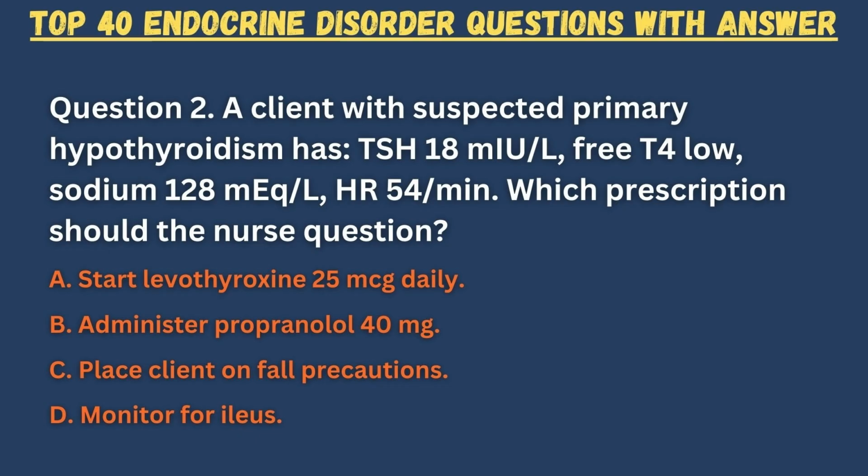Question 2. A client with suspected primary hypothyroidism has TSH 18 milli-international units per liter, free T4 low, sodium 128 milliequivalents per liter, heart rate 54 per minute. Which prescription should the nurse question?